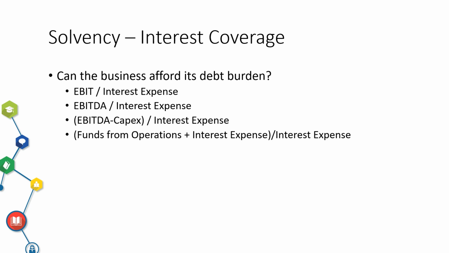Basically, each of these ratios tells you a similar message. You take operating profit, then divide it by the interest expense in the income statement. Which formula should you use to assess the interest coverage of a business? This really depends on the industry. We can discuss this in the future.